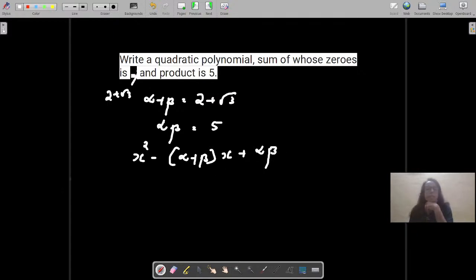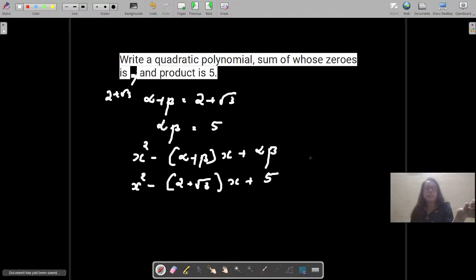So what is alpha plus beta? The sum we are given as 2 plus root 3. So inside the bracket we will write 2 plus root 3 into x plus alpha beta, which is 5. So it is x square minus 2 plus root 3 into x plus 5. This is the quadratic polynomial. This is enough, no need to write it as equal to 0. They asked for a quadratic polynomial, so x square minus 2 plus root 3 into x plus 5 is the answer.